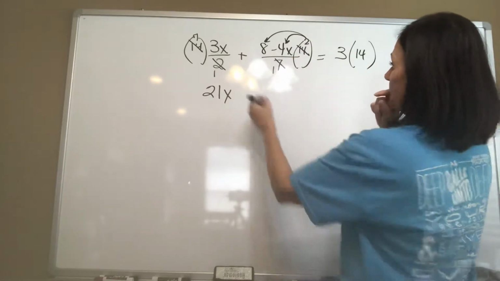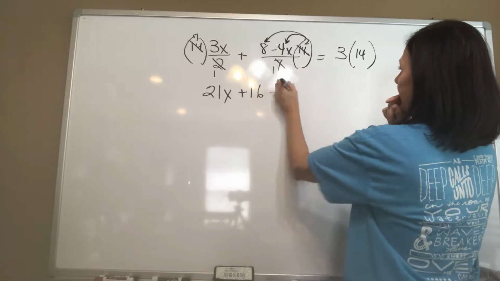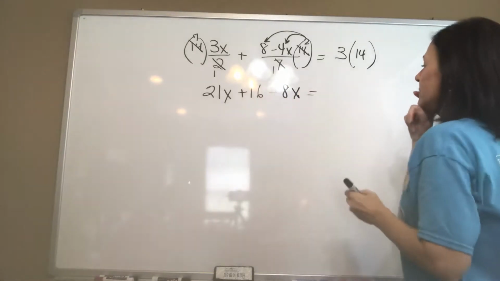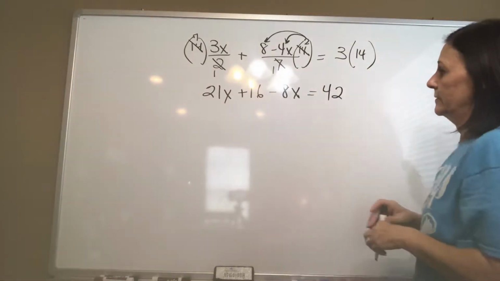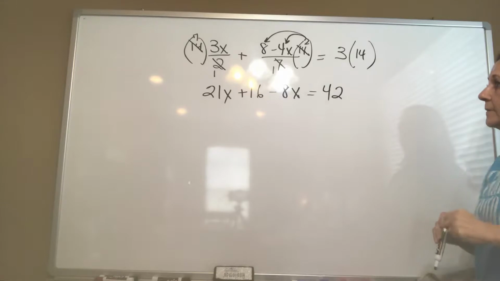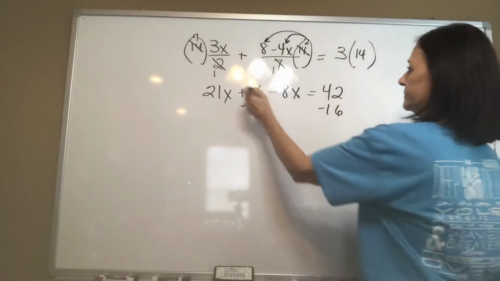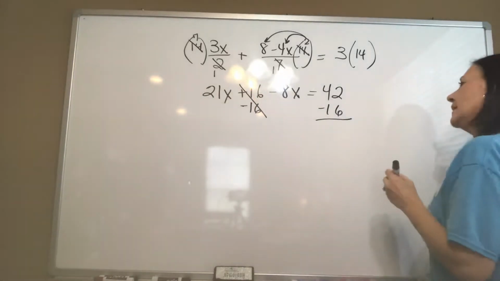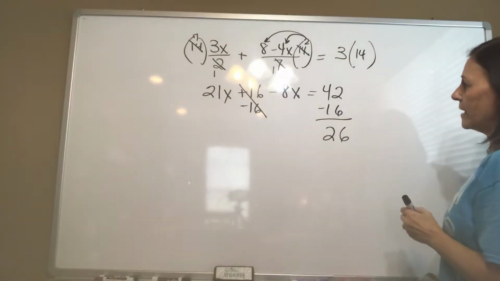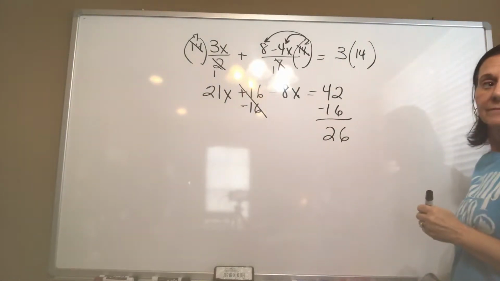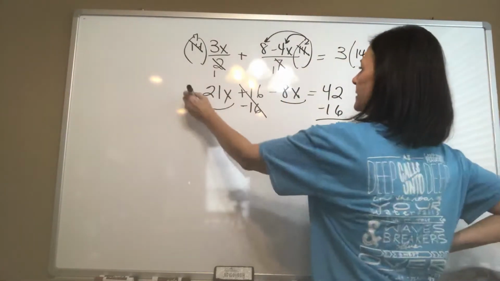All right. 2 times 8 is 16. 2 times negative 4x is negative 8x. And 3 times 14, that's 12, carry 1, 42. All right, we subtract the 16 on both sides. 42 minus 16 is 26, I believe. Yes, is that right? 26? Yes. And then we can combine our like terms.